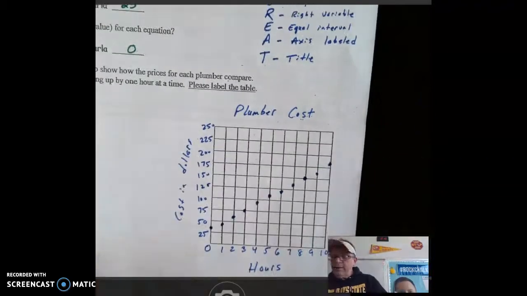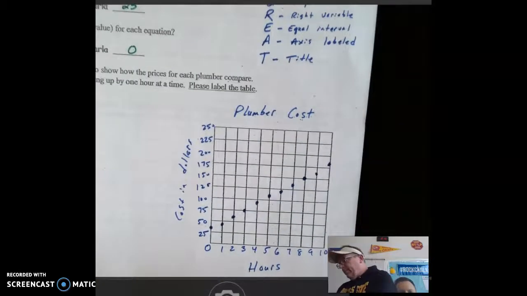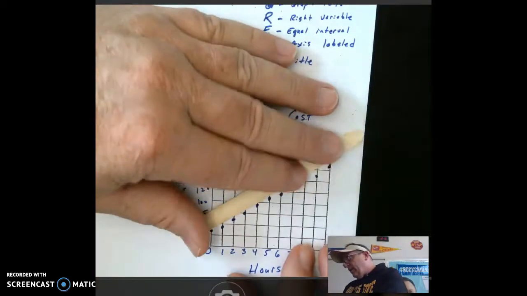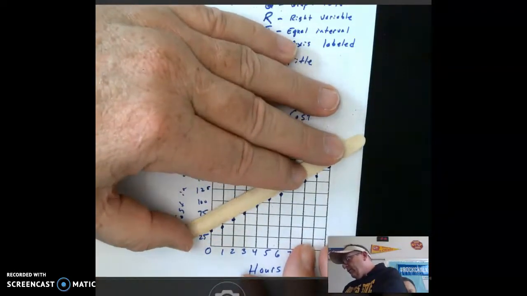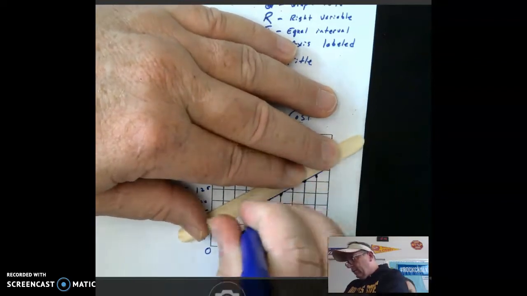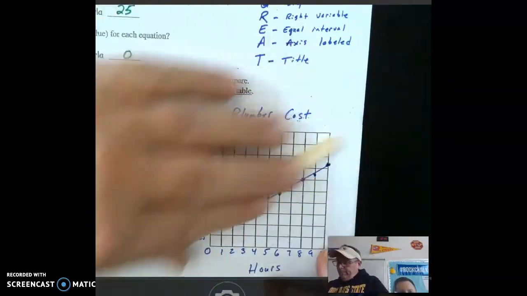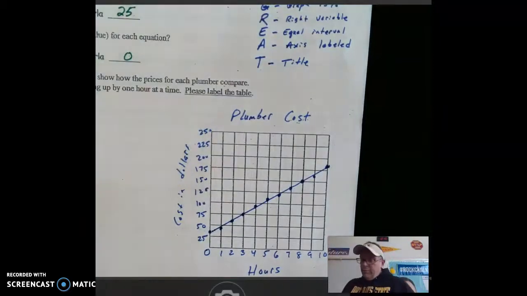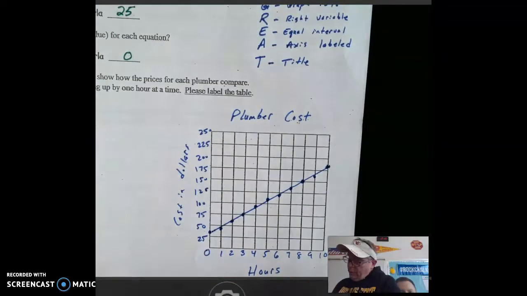We want to take some kind of straight edge, and I want to go ahead and connect the dots for our plumber Pete. Okay. Now it should be just a little easier for us to do Carla.